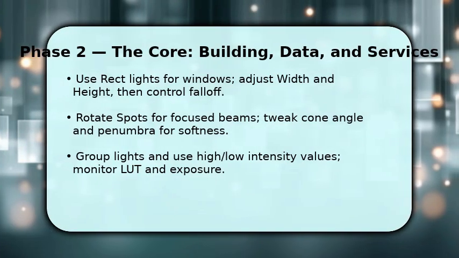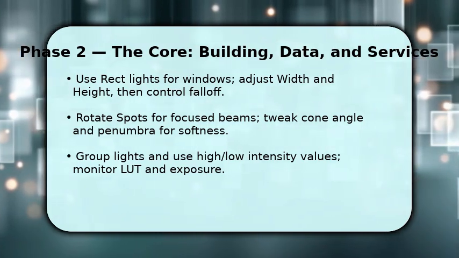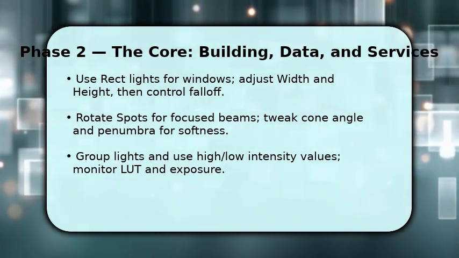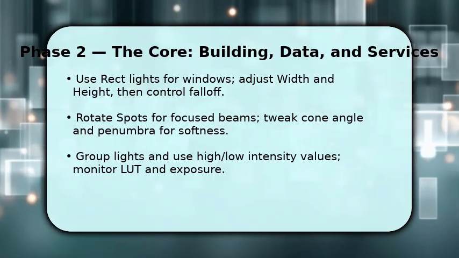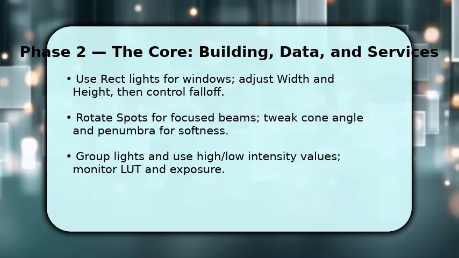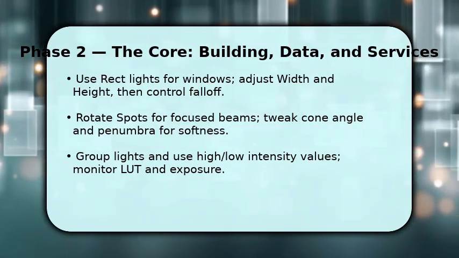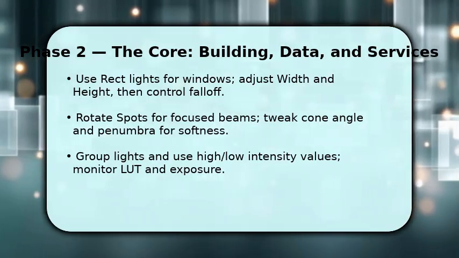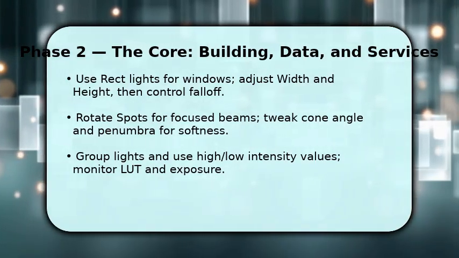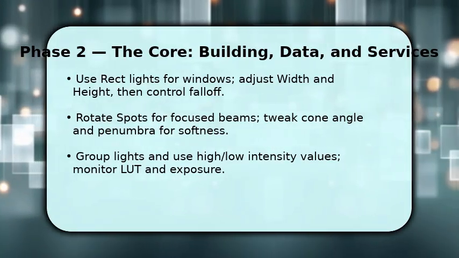You now place lights with intent. Drag a rect light into a window opening, resize width and height to match the aperture, and lower intensity until it reads natural. For accents, add a spot, rotate it to aim, and widen the cone for softer edges. Once multiple lights exist, group them and balance intensity and ratios. For example, key light at 75% and fill at 25%, so the scene reads clearly without clipping highlights.